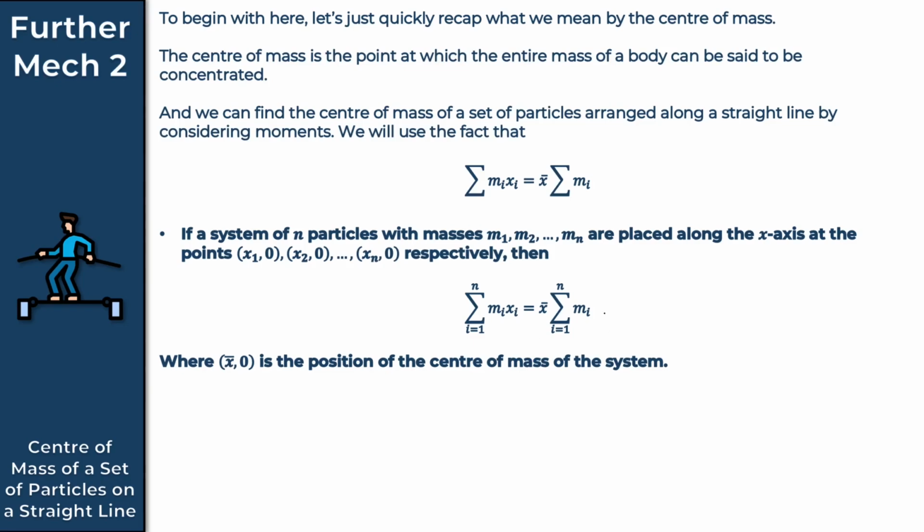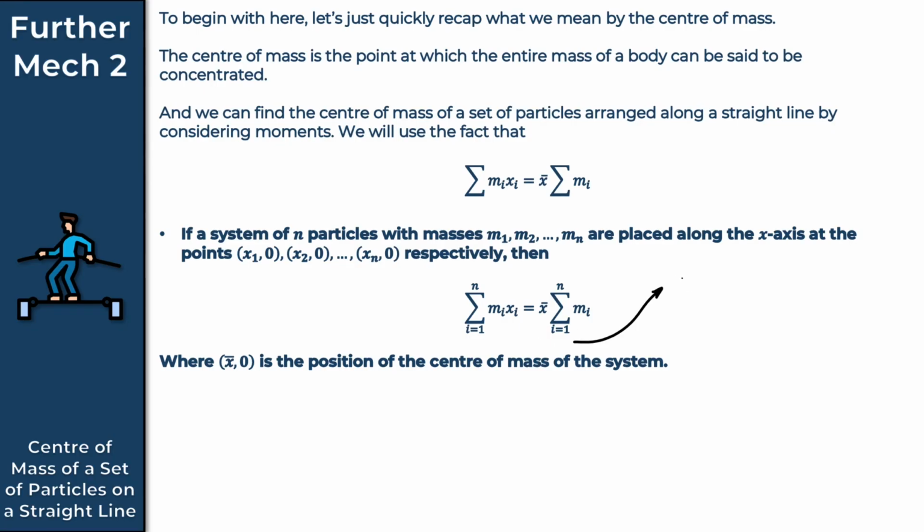Now, what we can do is take this result and rearrange it. What we want to find is x bar, the position of the center of mass of the system. Clearly, that's the whole point of this video. We're looking for the center of mass of a set of particles on a straight line. So if we're going to rearrange this, clearly we're going to make x bar the subject of this relationship.